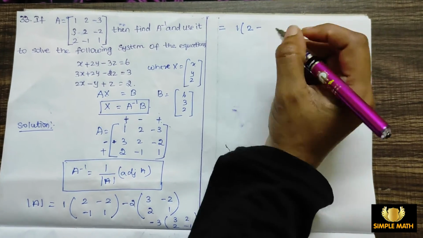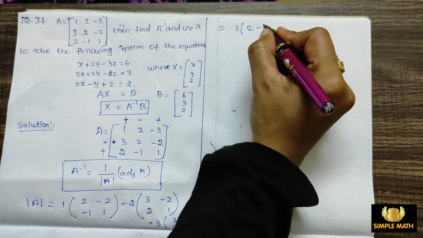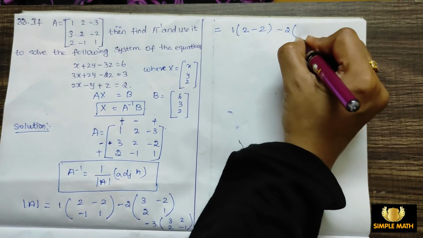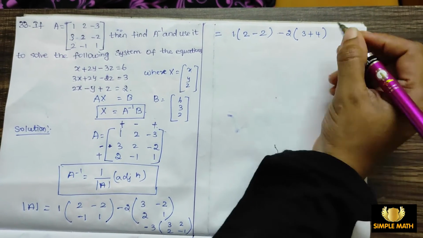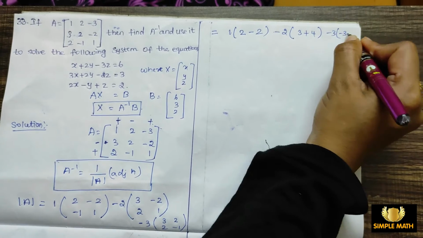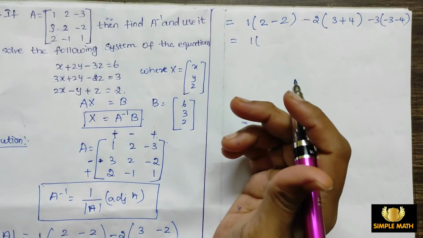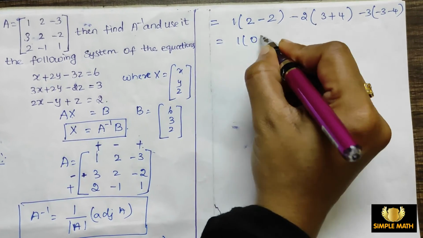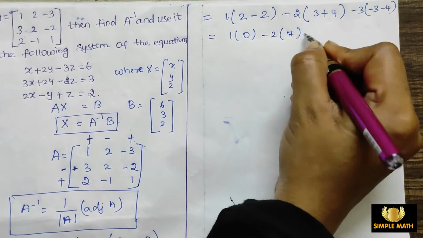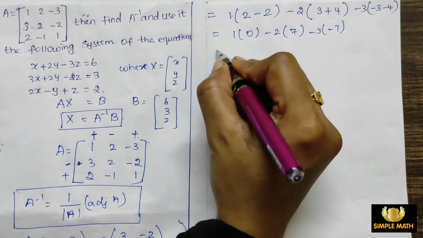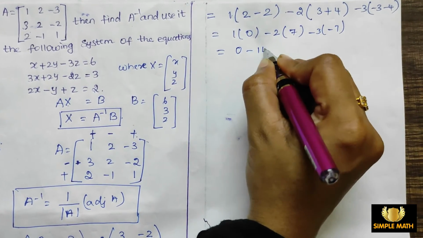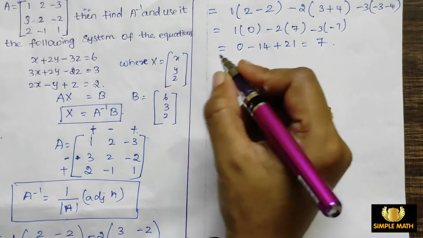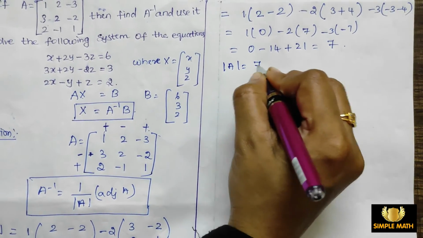So 1 into 2 minus 2, minus 2 into 3 plus 4. The third term is minus 3 into minus 3 minus 4, which is equal to 1 into 2 minus 2, nothing but 0. The first term is 0. The second term is 2 into 7 and the third term is 3 into minus 7, which is equal to 0 minus 14 plus 21, which is equal to 7. So I am getting the value for modulus of A.